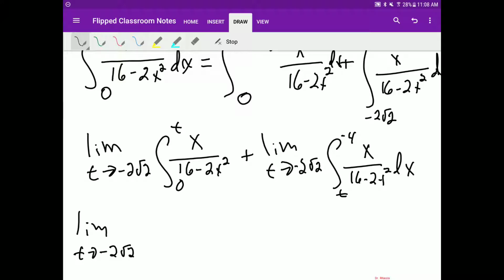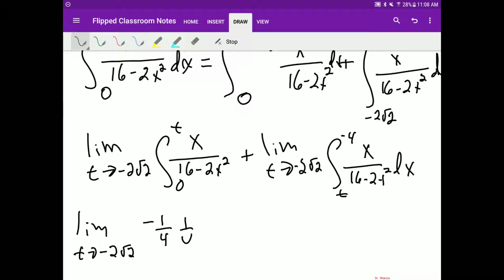Now, to evaluate x over 16 minus 2x squared, I need the antiderivative. That's independent of whether it's improper or not. The antiderivatives don't change, it's just in how we evaluate them. So here we're going to do u substitution, where u is the entire denominator, 16 minus 2x squared. The derivative of that is -4x.